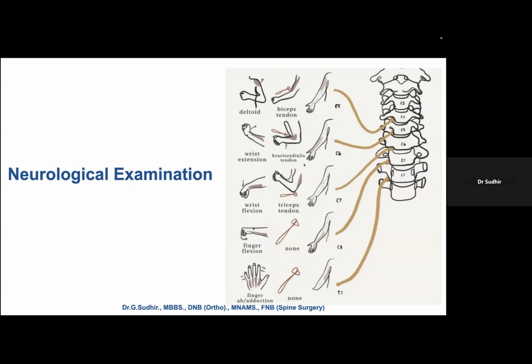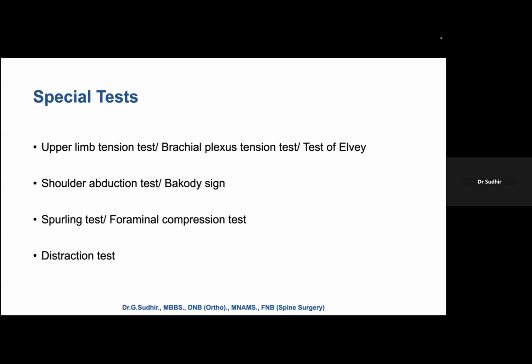So neurological examination, Dr. Arshit has covered, and this is just in a nutshell. C5, C6. C6 is responsible for wrist extension, C7 for wrist flexion and triceps extension, C8 is for finger flexion, and T1 is for finger abduction.